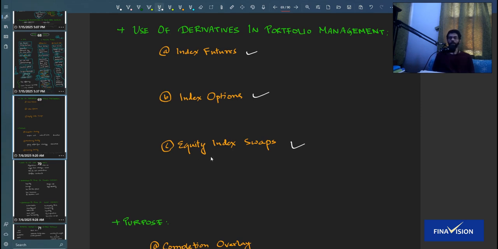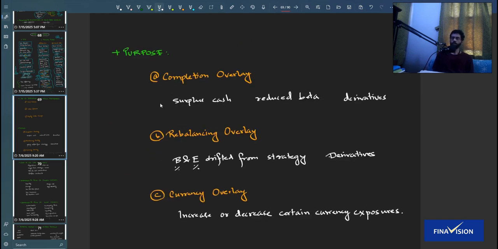I have just given an example. Now we will discuss briefly the reasons for which these derivatives can be used in a portfolio. Purpose of using futures or options or swaps or basically derivatives in a portfolio management structure. First reason is completion. Now, whenever we are using derivatives to modify a portfolio without changing the basic structure or the underlying structure, that kind of a process is called overlay, right? So here the purpose is associated with the term overlay all the time in all the options. Rebalancing overlay is there, currency overlay is there, and obviously completion overlay is there. We'll understand one by one all of these terms.